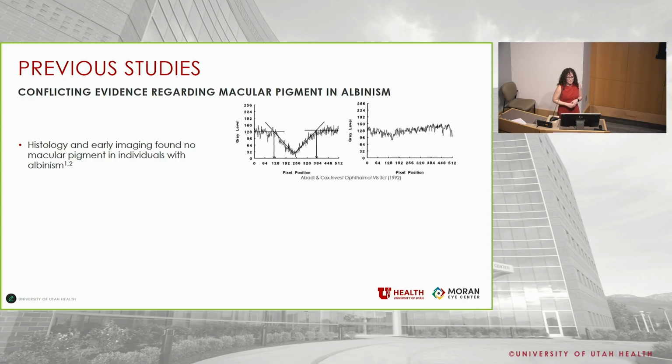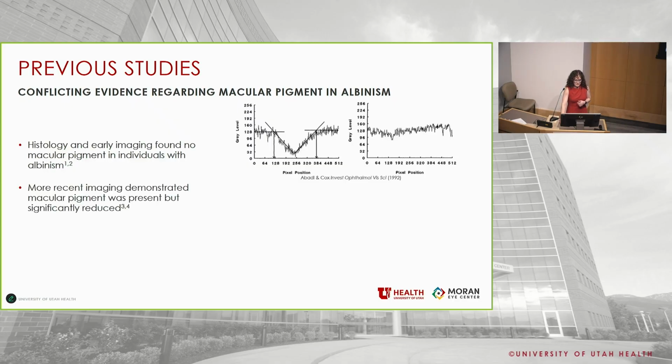And even when people have looked at some of those fundus autofluorescence images, in a normal individual, which is the plot on the left, you have that drop in autofluorescence signal right at the fovea. In a lot of individuals with albinism, as you see in the plot on the right, you don't have that drop, kind of implying that there's no macular pigment.